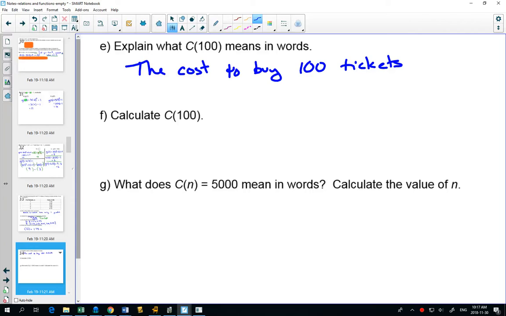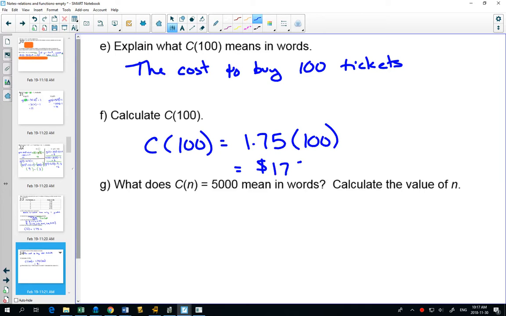Calculate C of 100. C of 100 equals 1.75 times, we replace that with 100, which is $175. What does C of n equals 5,000 mean in words?